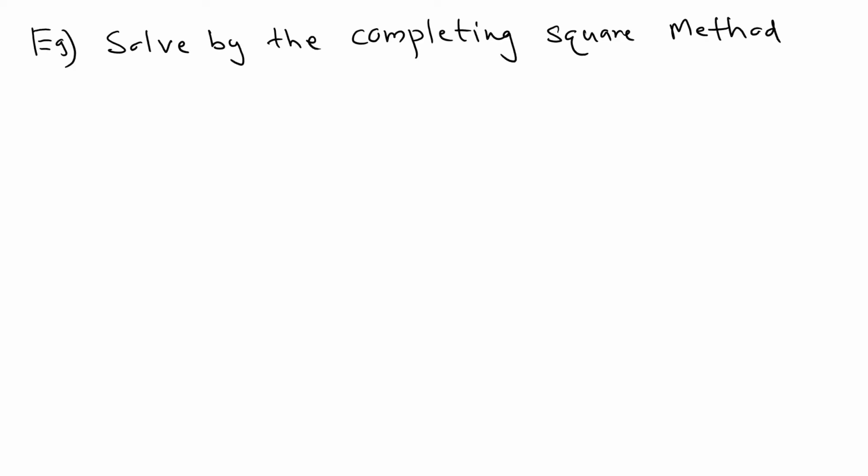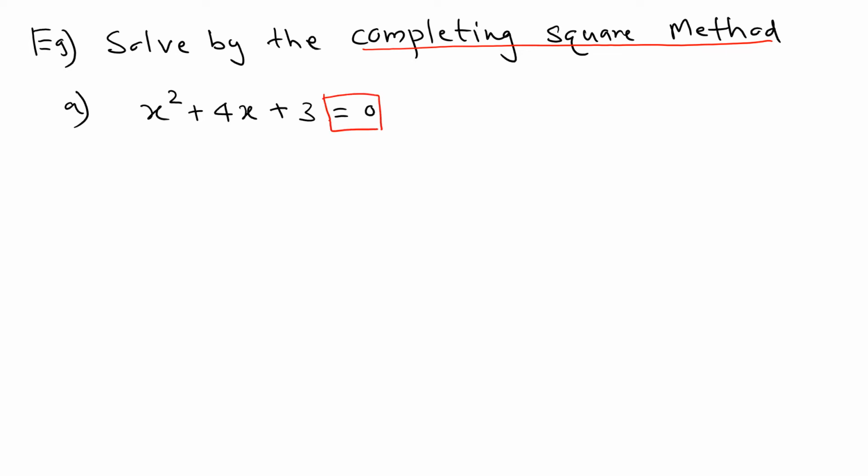Solve by the completing square method. So let's look at the first example. We have x squared plus 4x plus 3 equals 0. So you can see the major difference right now is we have an equal sign and some number on the other side. That is the major difference between the previous type and this type. So we're going to follow the new procedure.